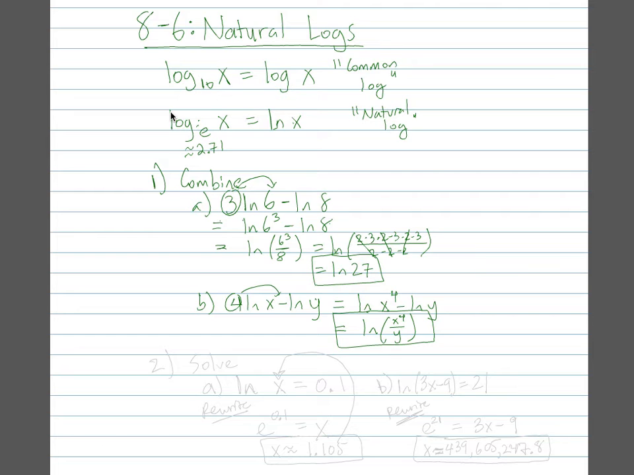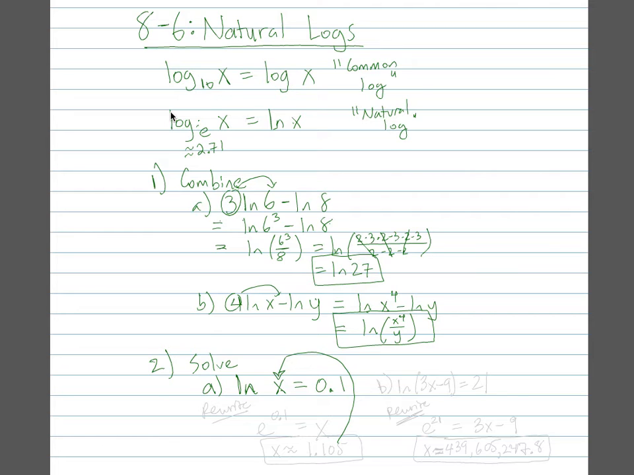Expand, I'm not even going to do expand because we just practiced that. So number 2, let's go ahead and solve now. Let's solve ln of x equals 0.1. ln x equals 0.1. All right, so same thing applies, guys. This is an ln, which is a log base e.